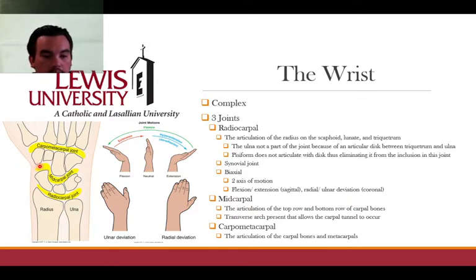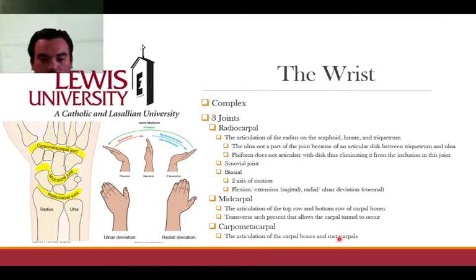Then we move on up and we have the midcarpal joint. So just as it sounds, it's the middle of the carpals, and it's where they all articulate with each other here. The articulation of the top row and the bottom row of these carpal bones is what constitutes this joint, and the transverse arch is present, and that allows our carpal tunnel to actually occur within this joint as well. So the carpometacarpal joint is the end here, and this is between the carpals and the metacarpals, which are the long bones in our hand.